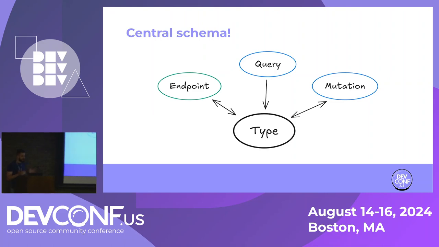So what is the central schema actually? It is pretty straightforward. The central schema describes types, which are our data types, representing data in our API. There are also endpoints, queries, and mutations that are referencing those data types as an input or as a response.